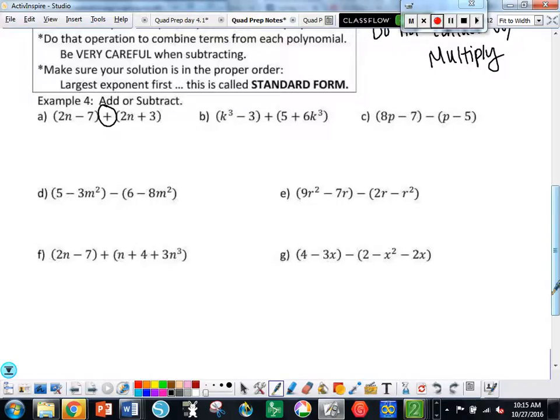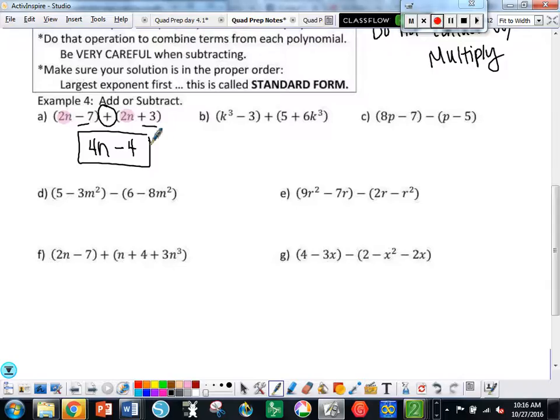So we're going to do that operation to combine the terms. If I'm looking at this one, this is a like term with that. I know they are like terms because they both have the same variable, the same power. That should be review, right? So 2n plus 2n would be 4n. You don't have to do anything with the exponents, just 4n. And then if you have the minus 7 plus 3, it's going to be a minus 4. That's all you got to do.